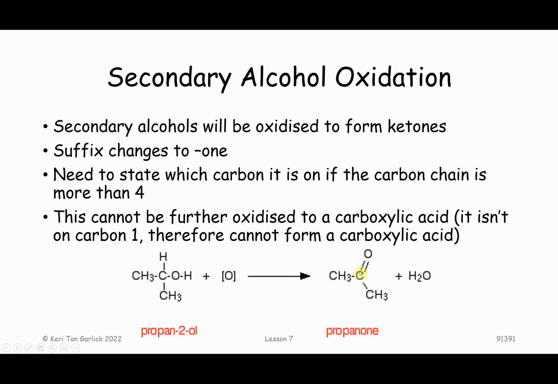And this cannot be oxidized any further, because remember, if I'm going to make a carboxylic acid, I need to have another hydrogen there to pull off and to put in an OH. So this one stops at the ketone level. I won't be able to put an OH there. And so that's why we say carboxylic acids can only exist on carbon number one.